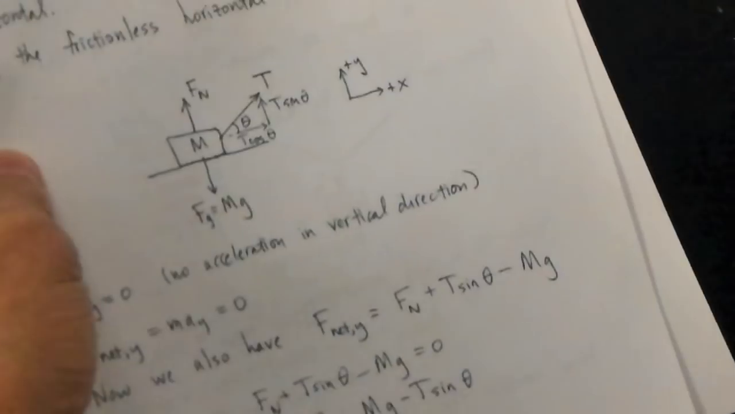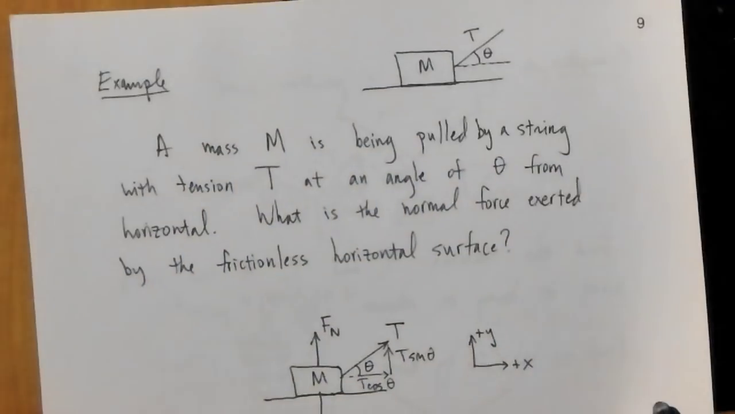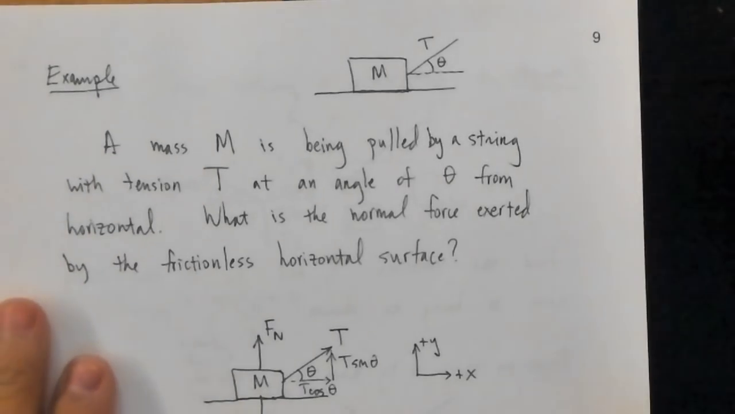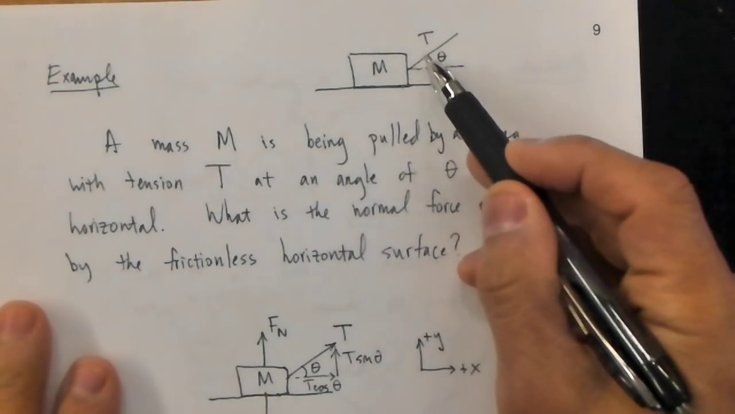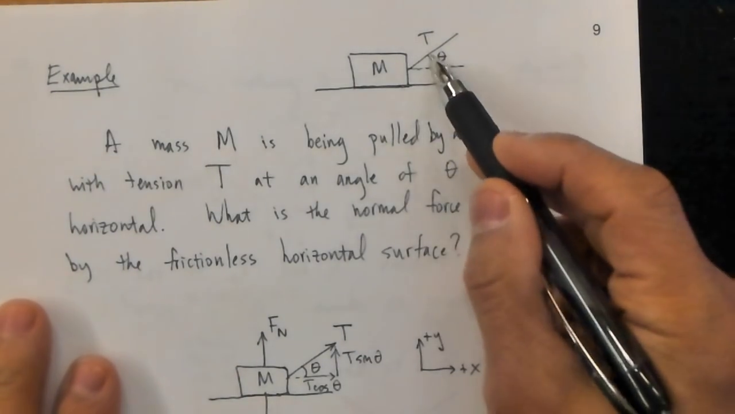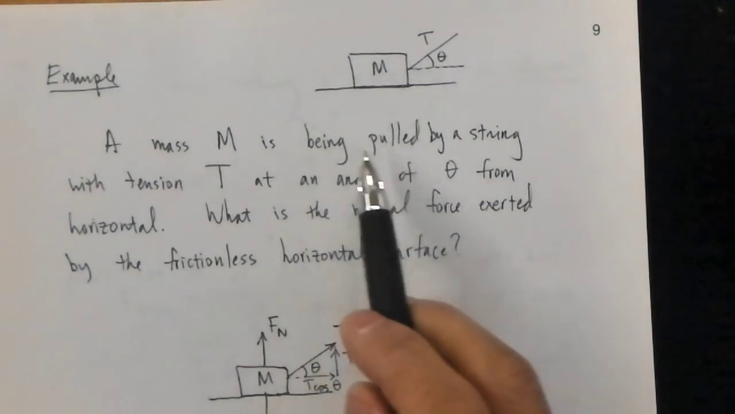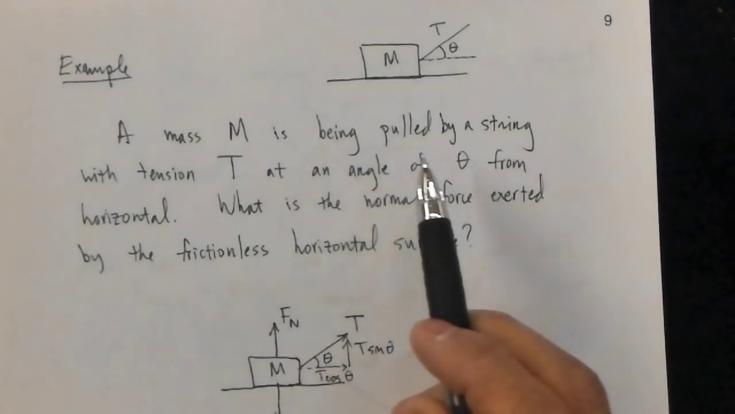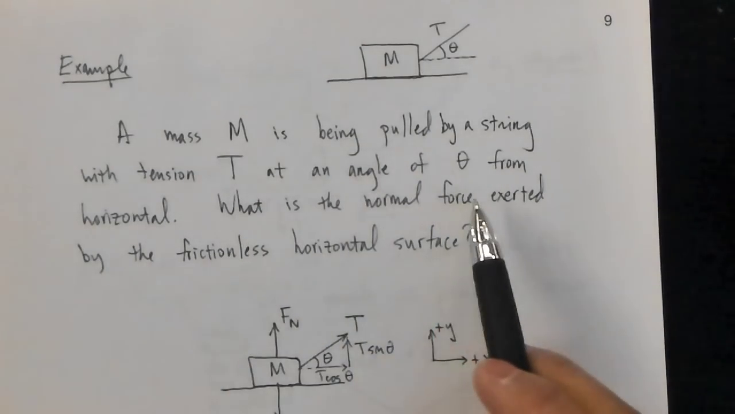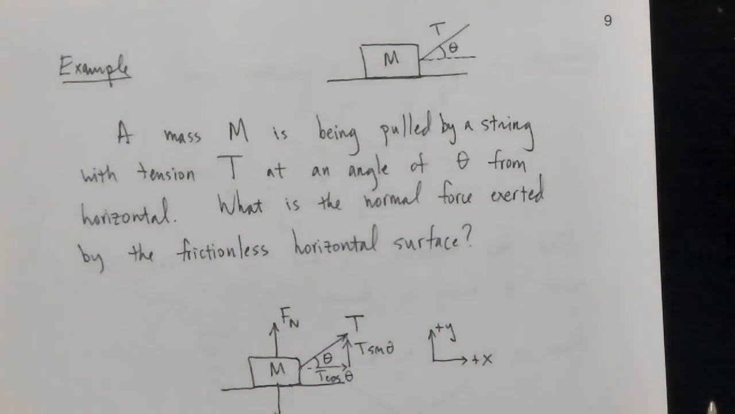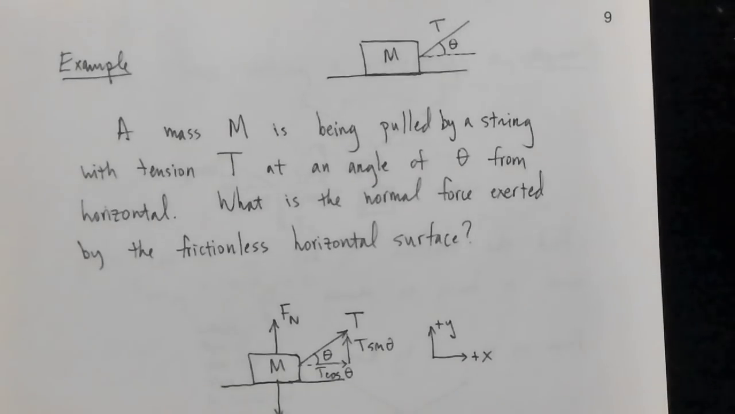Now let's consider pulling an object at an angle. Let's say I have a string pulled with tension T at an angle theta. The mass capital M is being pulled by a string with tension T at an angle theta from horizontal. What is the normal force exerted by the frictionless horizontal surface?